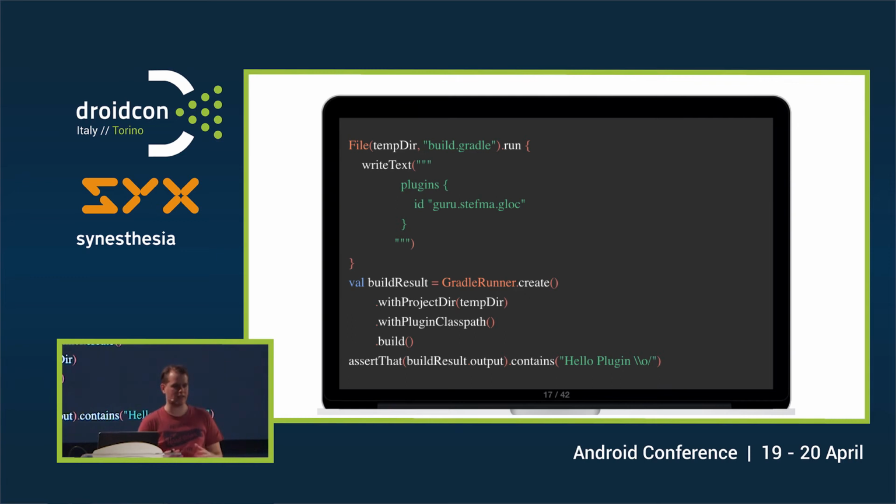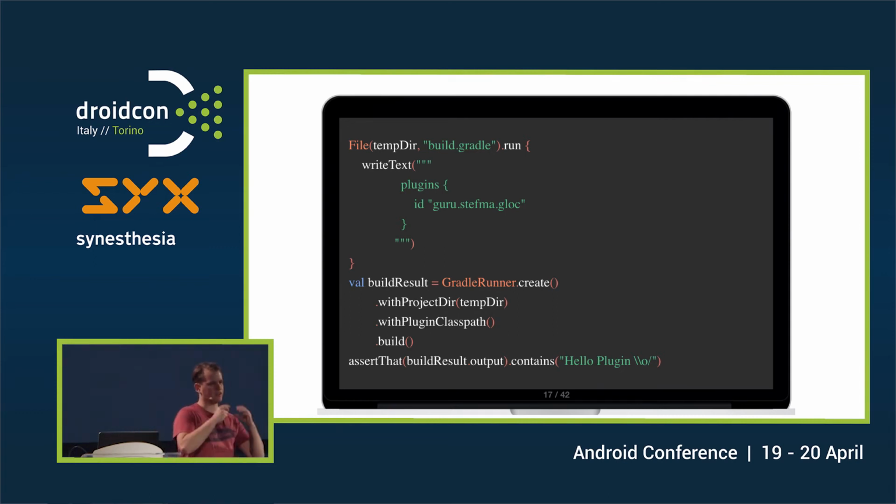So what does a test look like? Well, we just create a build Gradle file in a temp directory somewhere, apply our plugin, then we call the Gradle Runner with a project dir and the plugin class path, which will inject the plugin into our test environment. And then we can say the build result output, which is everything Gradle prints if you run a task, should contain hello plugin. And that works.